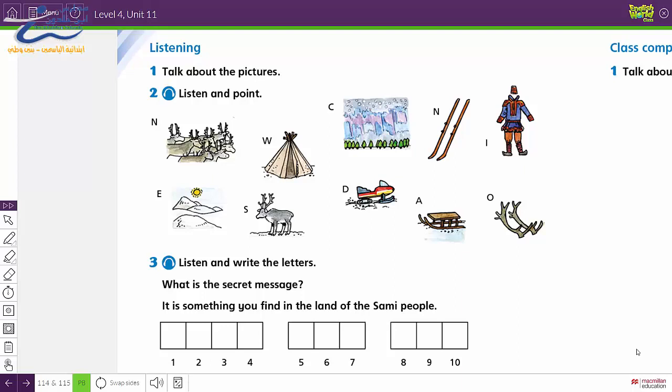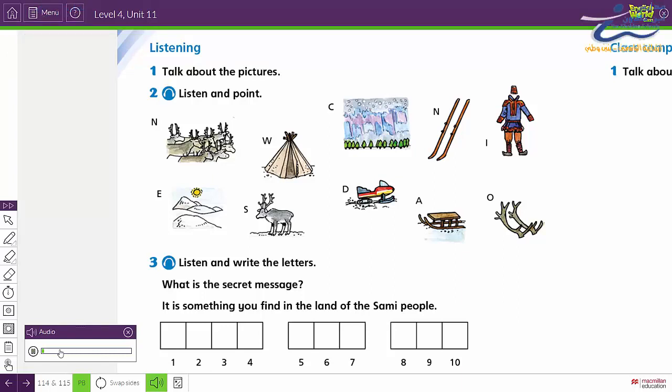Okay, after making as many sentences as we can, I'd like you now to move to the next exercise, which is listen and point. I'm going to play the record and you are going to just point. Ready?